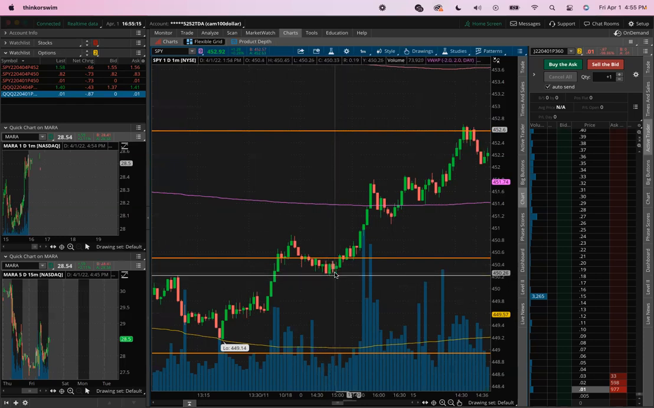Yes, I'm going to get a little bit crushed, but I'm not buying in at the height of the volatility. So I'm not going to get crushed as bad as if I bought, say, here, and then it pulls back down below here. Then I'm going to get super crushed.